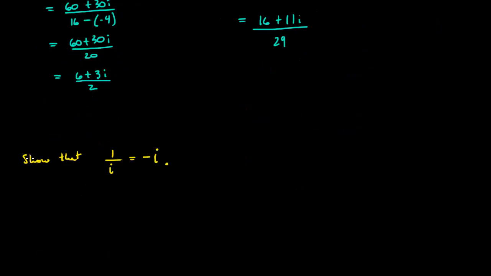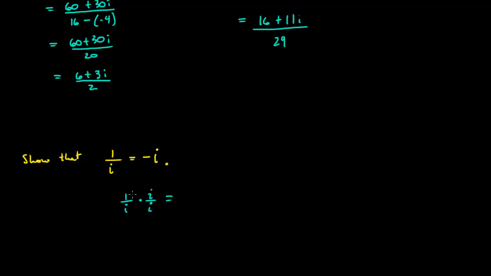In the last example, we're asked to show that 1 over i is equal to minus i. So let's go ahead and do that by rationalizing the denominator. So if I have 1 over i, I can multiply both the numerator and denominator by i, or I can multiply 1 over i by i over i, which is just the same thing as multiplication by 1.